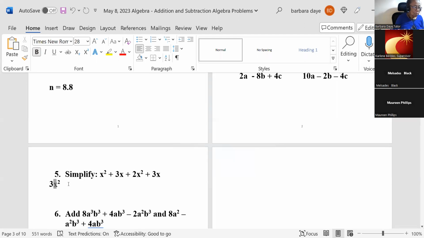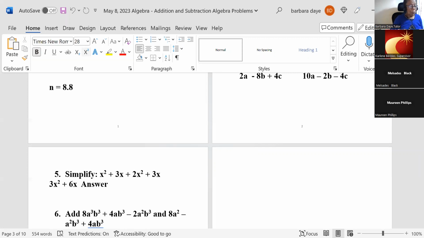And what other terms do you have to add? We have 3x plus 3x. 3x plus 3x equal what? 6x. 6x, very good. That's the answer. Maureen, you got that?